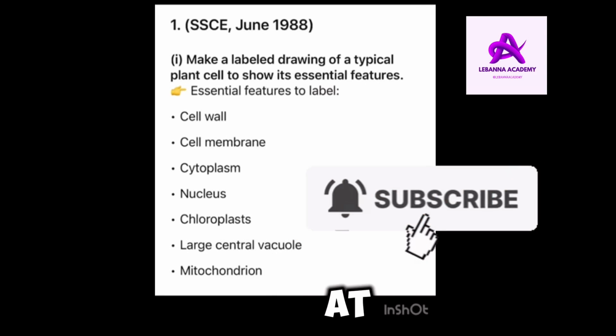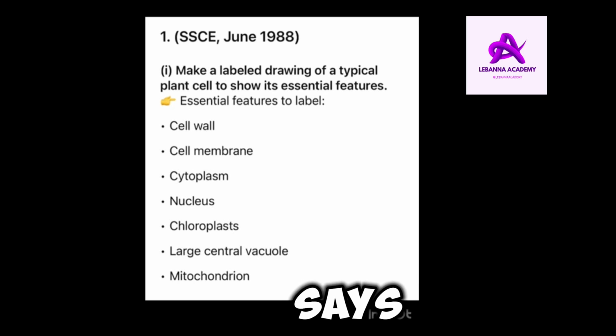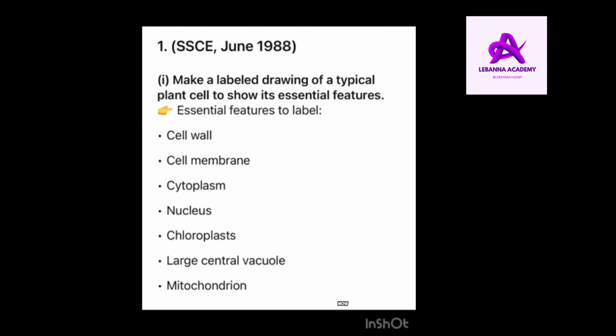Let's take a look at some biology questions today. The first question says, make a labeled drawing of a typical plant cell to show its essential features. We want to look at the drawing of a plant cell now.